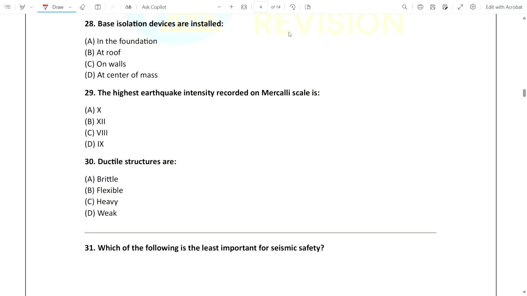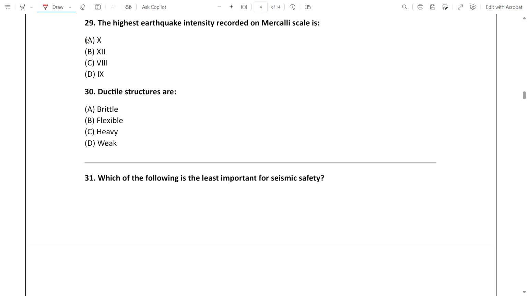Now question number 28, base isolation devices are installed in the foundation, at roof, on the walls, or at the center of mass. Definitely in the foundation. Now question number 29, highest earthquake intensity recorded on Mercalli's scale is how much? You see, it is 10, or 12, 8, 9. Here the answer will be 12.